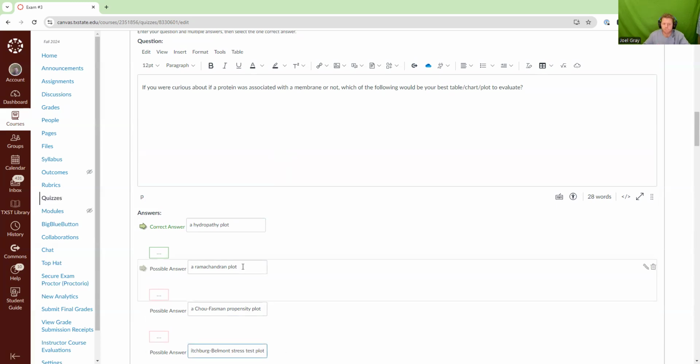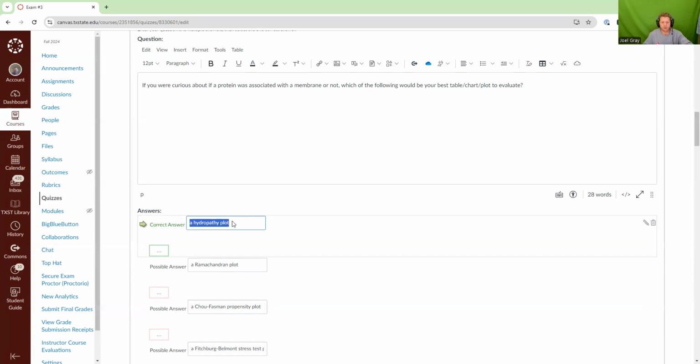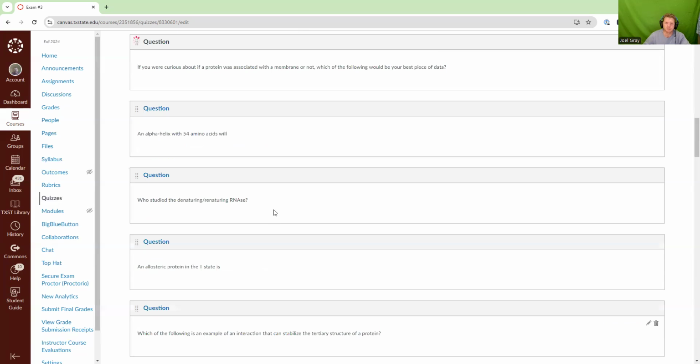Okay. A Ramachandran plot is a plot for evaluating the phi and psi angles of a protein. It does have a small amount of secondary structure information, but that's not the primary thrust of it. Chou-Fasman propensity is for secondary structure. A hydropathy plot tells you the hydrophobicity of each amino acid. So a hydropathy plot is the correct answer.